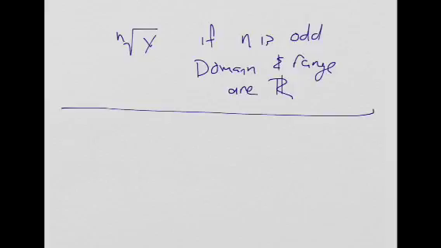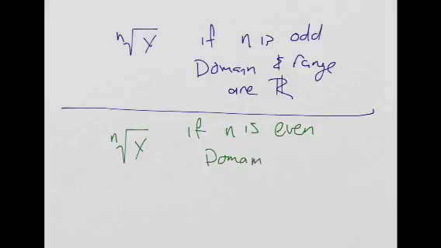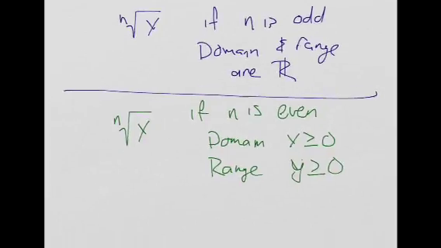But when I have that nth root of x and n is even, that means anything to an even power is going to be positive. So the domain for this, like the square root, is going to be x is greater than or equal to 0. The range is going to be y is greater than or equal to 0. The answer you're going to get from an nth root will always be positive. I can't take the nth root of a negative number.